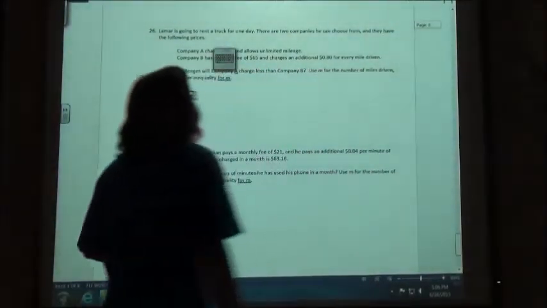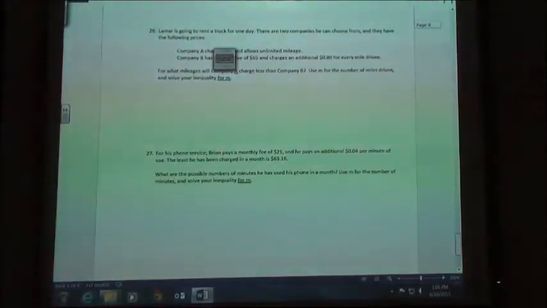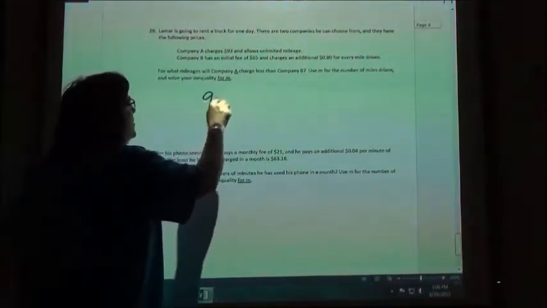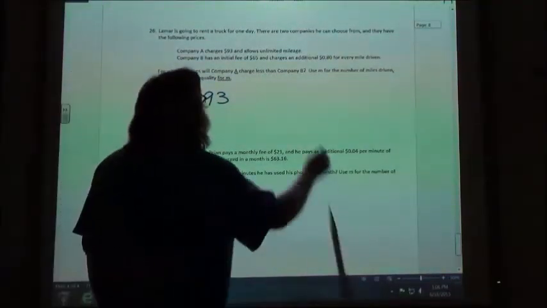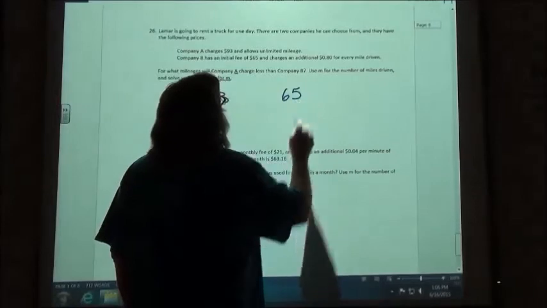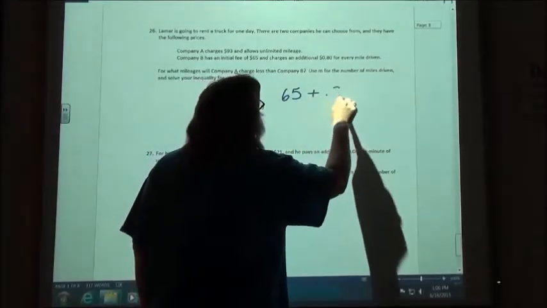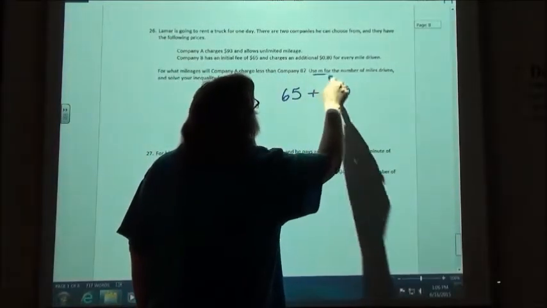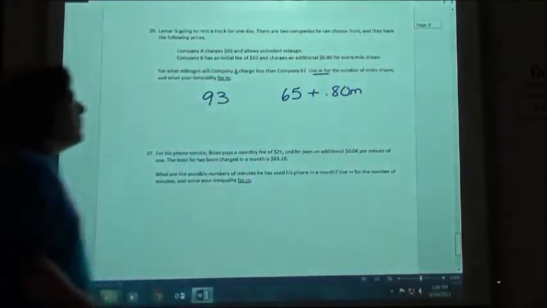Lamar is going to rent a truck for one day. There are 2 companies he can choose from, and they have the following prices. Company A charges $93 and allows unlimited mileage. In other words, they're going to charge me $93. Doesn't matter what I do. I could drive it all over town and round in circles, or I could drive it for 1 block. I still pay $93. Company B has an initial fee of $65 and charges 80 cents for every mile driven. Use M for the number of miles driven.